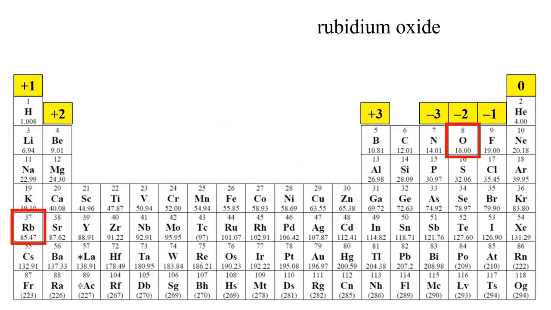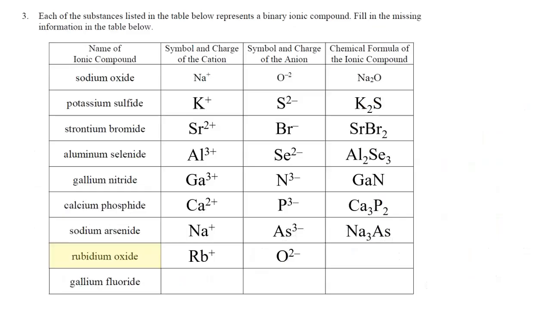So rubidium is located in group 1 along with lithium and sodium and potassium. Those would be +1 ions. And then we've seen oxygen before. The oxide ion is -2. So Rb+, O2-.